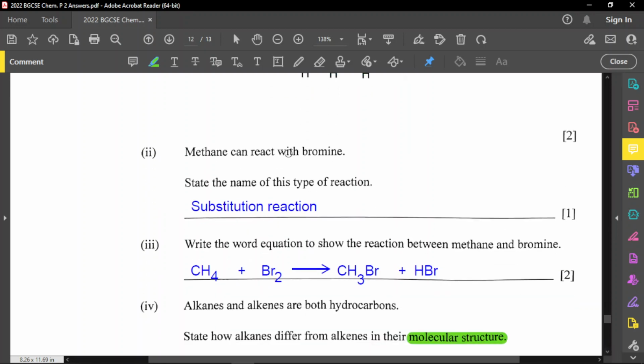For part 2, methane can react with bromine. It asks to state the name of this type of reaction. If bromine reacts with methane, because methane has purely single bonds, one of the hydrogens must be replaced with the bromine. So it is a substitution reaction.